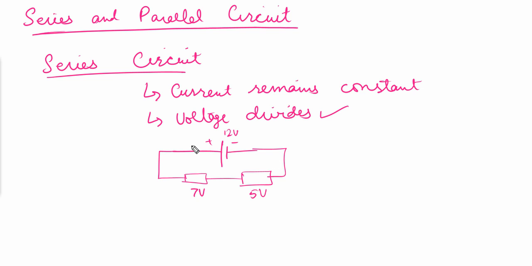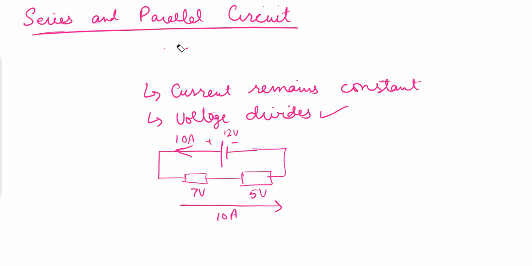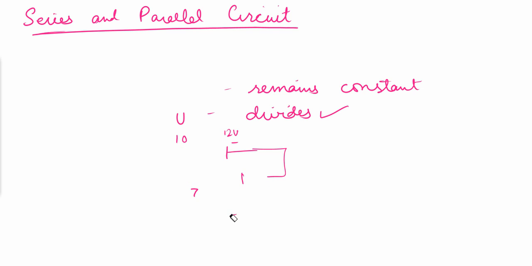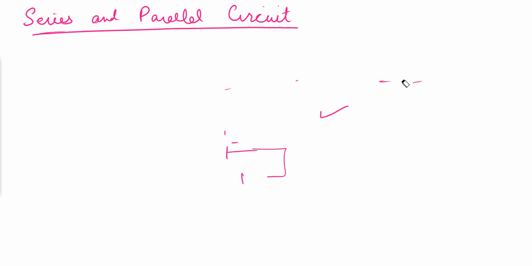Now let's see the current. For example, a current of 10 amperes is flowing through this circuit. The same amount of current will pass through both the resistors, that is 10 amperes. So 10 amperes will pass through this resistor and 10 amperes will pass through this resistor. So this is what happens in a series circuit. Now let's discuss the parallel circuit. Let me just erase it quickly.